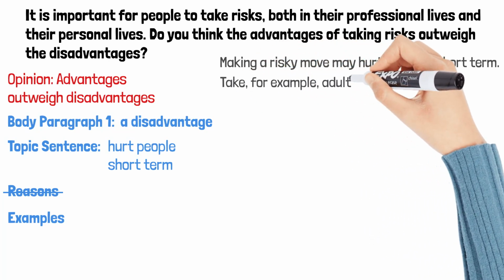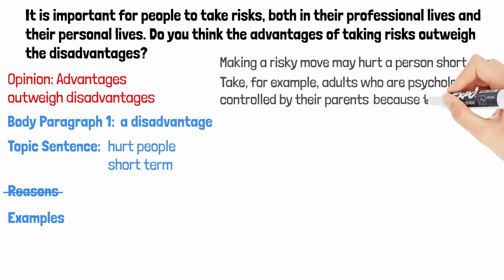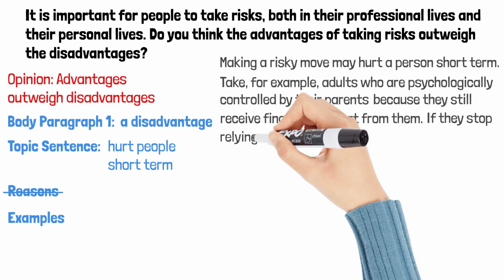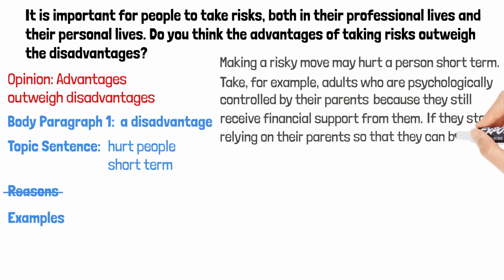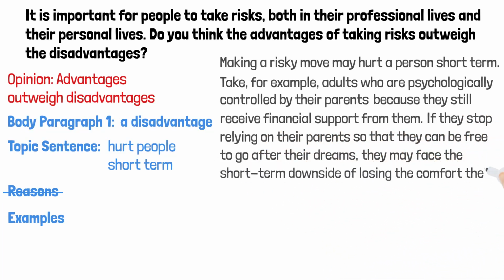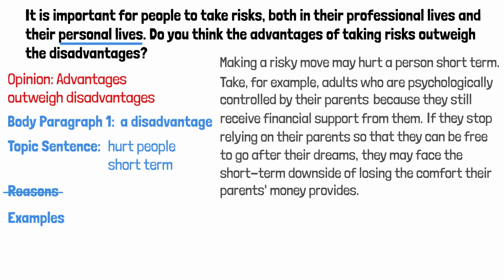Take, for example, adults who are psychologically controlled by their parents because they still receive financial support from them. If they stop relying on their parents so that they can be free to go after their dreams, they may face the short-term downside of losing the comfort their parents' money provides. This example is about personal life. Don't forget that we also need to talk about professional life.